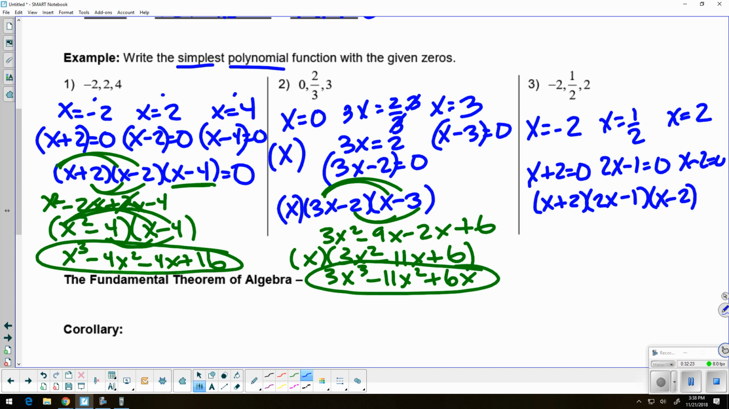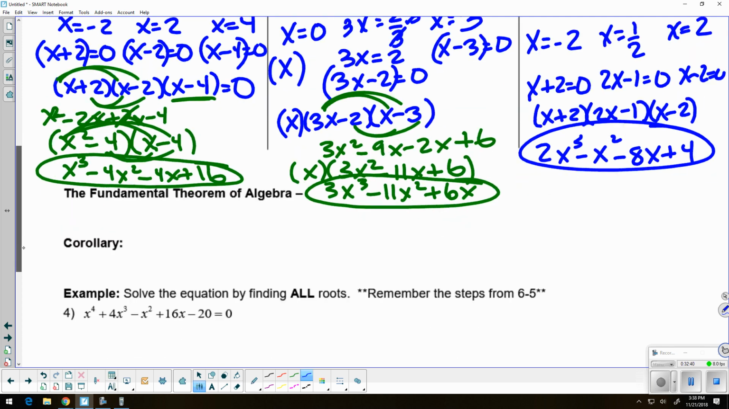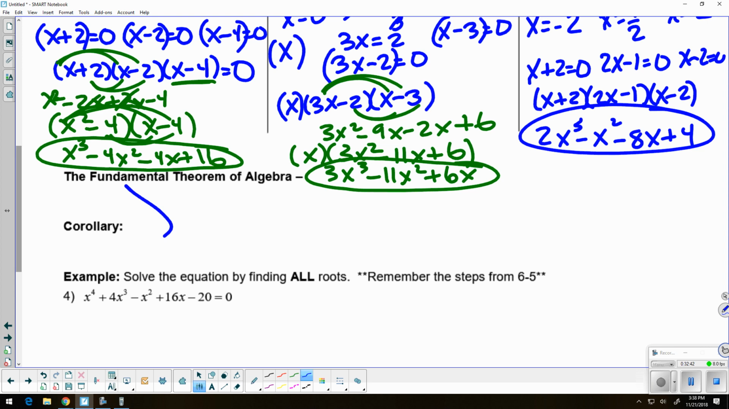Okay, the answer you should get, I'll just skip through this one, is 2x cubed, once it's all said and done, minus x squared, minus 8x plus 4. And there's the original polynomial. Okay, but I want to move on to the fundamental theorem of algebra, and its corollary. These two honestly say the same thing, so I'm just going to lump them together.